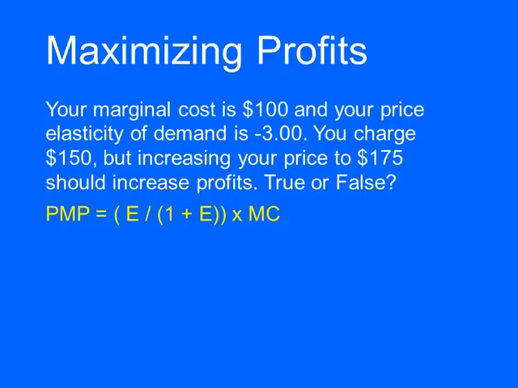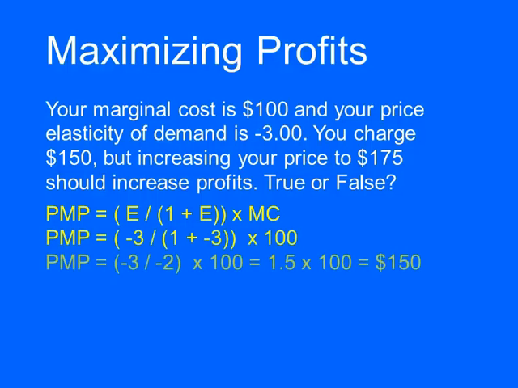Remember the formula. We're going to plug in our elasticity of demand, which is -3, and our marginal cost, which is 100. We're going to work through that formula, again simplifying it, coming up with a 1.5 times 100, and we get $150. So we know that our profit maximizing price is $150, which coincidentally is already what we currently are charging.